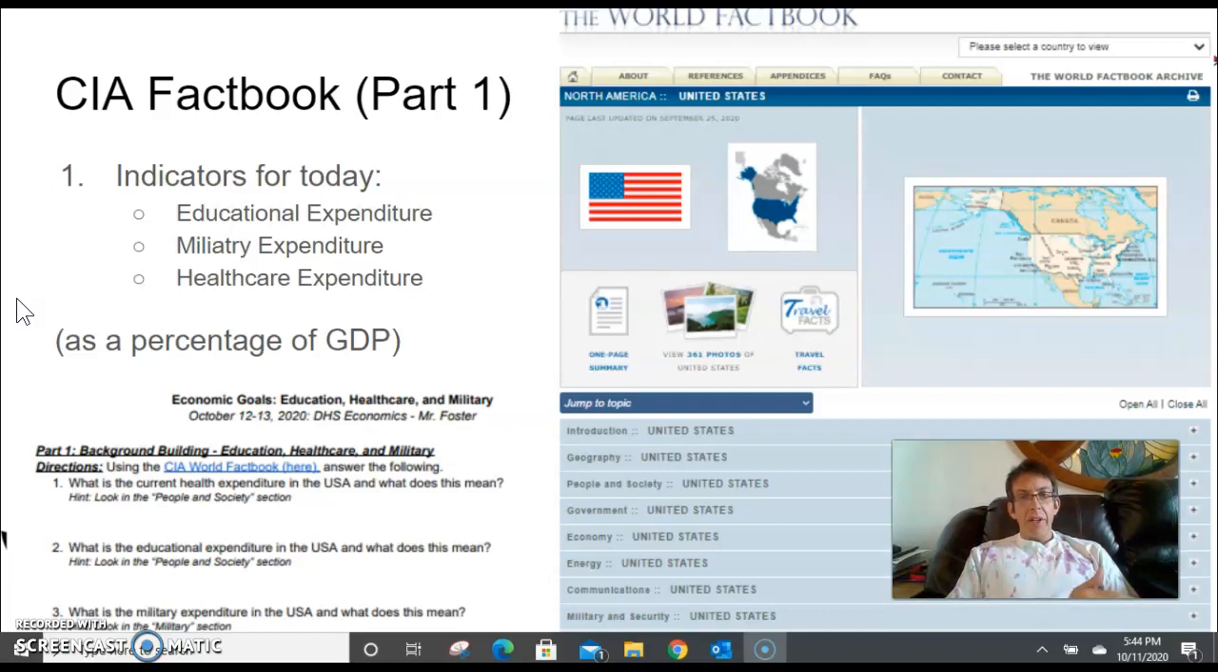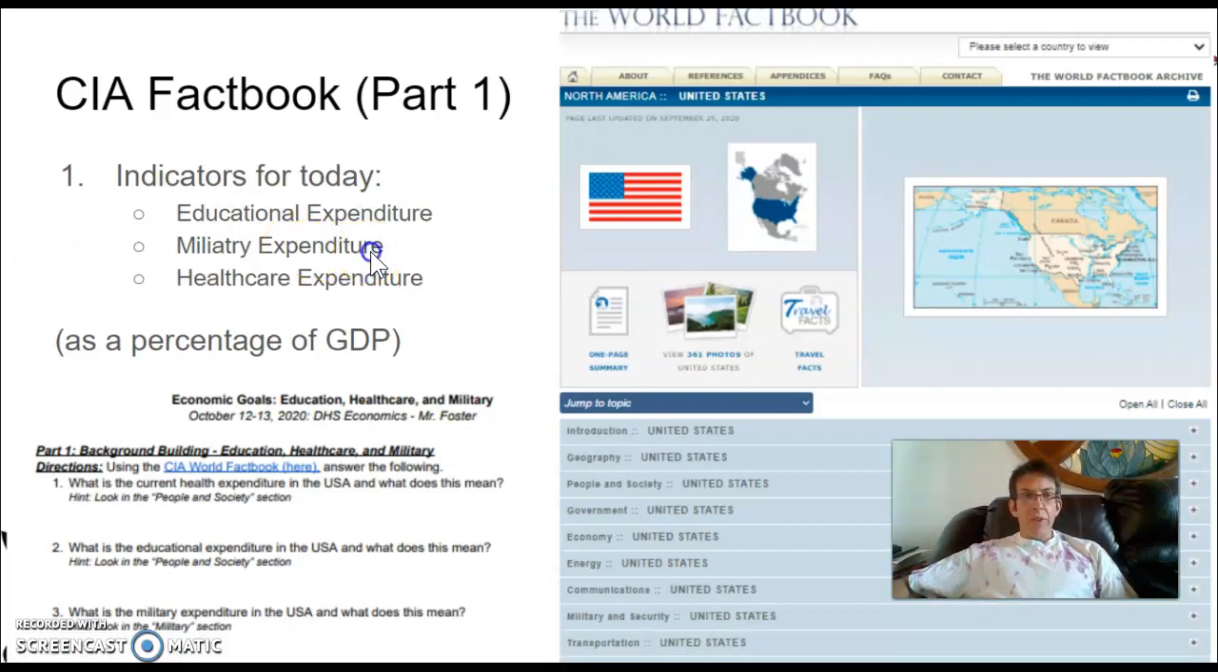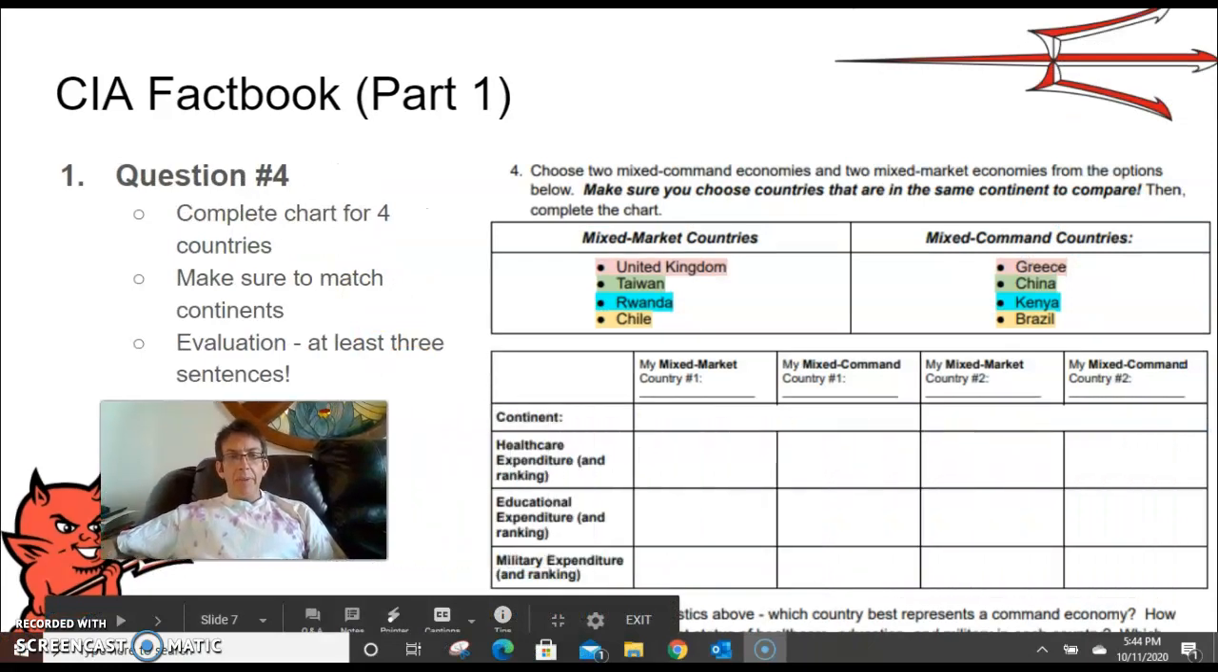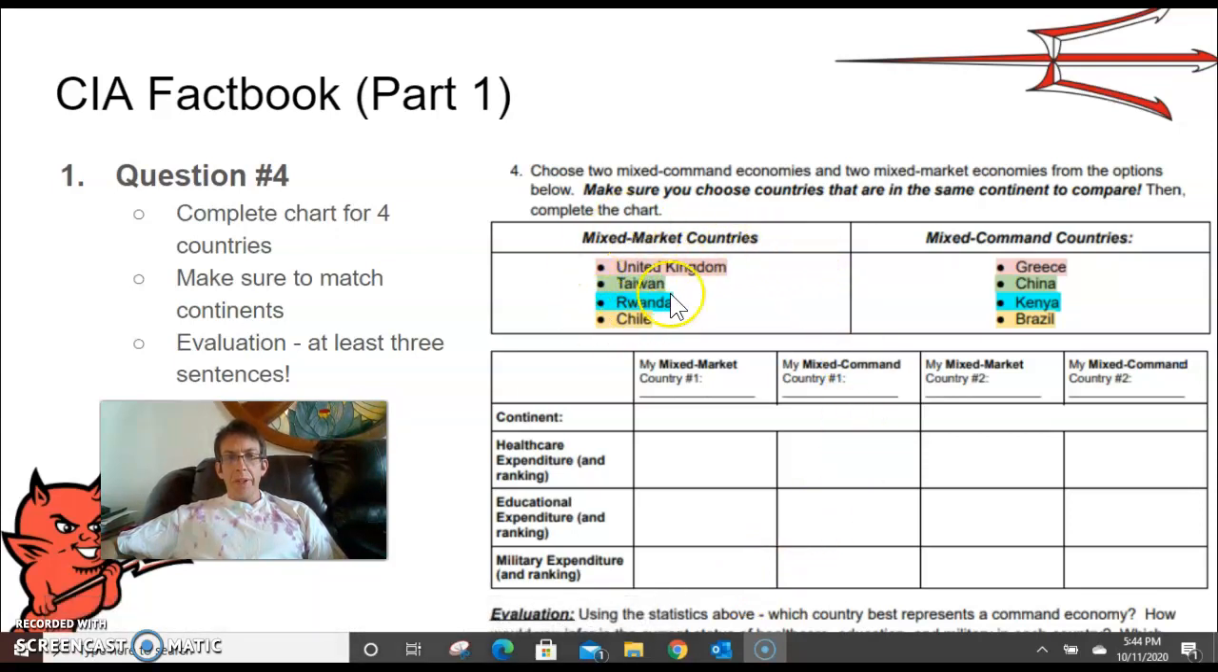It's the percentage of the federal budget, all the amount that the U.S. government has collected in taxes that's being dedicated to the military. So once you have that, you are going to complete this chart here for other countries. So like we did previously, you're going to choose 2 mixed market countries and 2 mixed command countries.